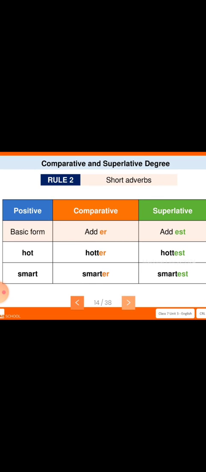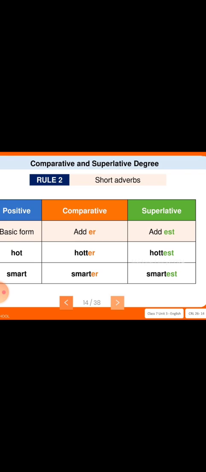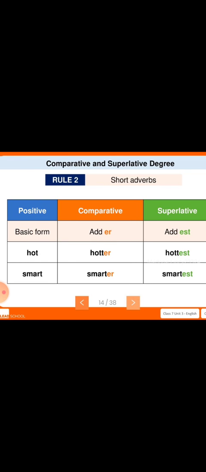When we change the positive into comparative, we need to add the last letter again, and we have to add ER to it. For the superlative, the same rule is followed: we need to add the last letter again, and we have to add EST to it. Here are some examples for you. Hot, hotter, hottest. Smart, smarter, smartest. The first one is the example for the thing which I gave you. I told you about the CVC rule.